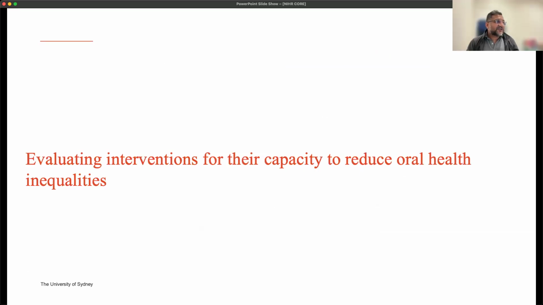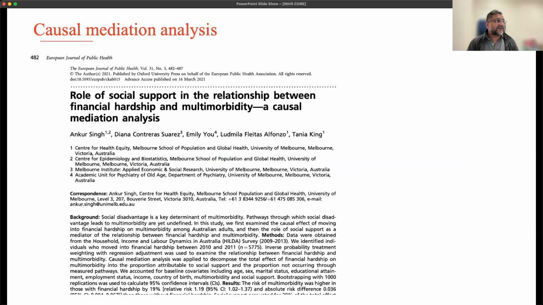And finally, I just touch on some epidemiological methods that I've applied, and I've found they can really drive evidence in terms of reducing inequalities in oral health. One is the causal mediation analysis, where you can, in longitudinal observational data, have temporal ordering between confounding factors, exposure, mediator, and outcome. And you can then quantify to what extent the inequalities will be closed if you were to intervene on the mediator. So in this case, we looked at how much inequalities by financial hardship and multimorbidity can be addressed if we were to intervene on social support.